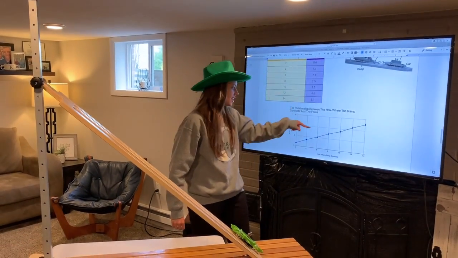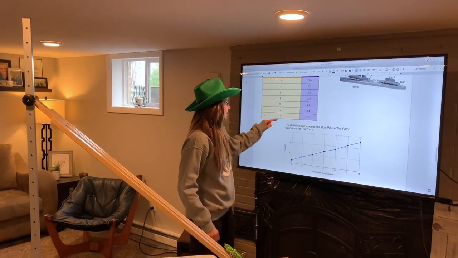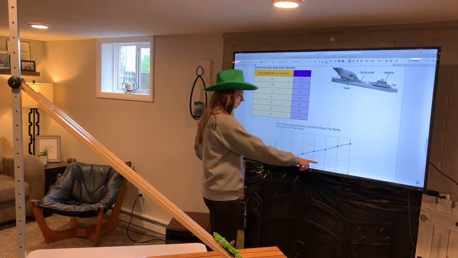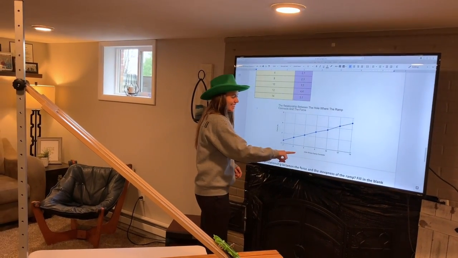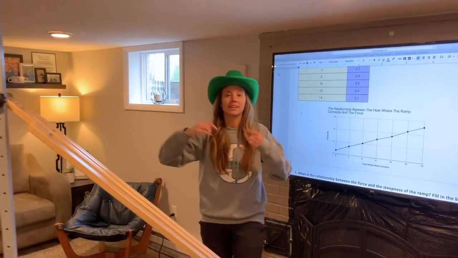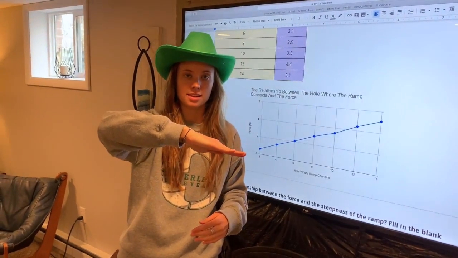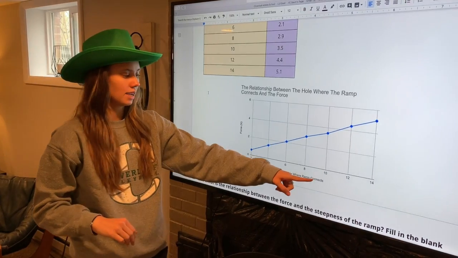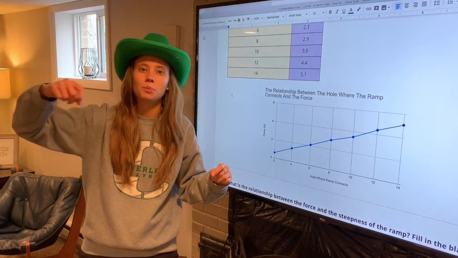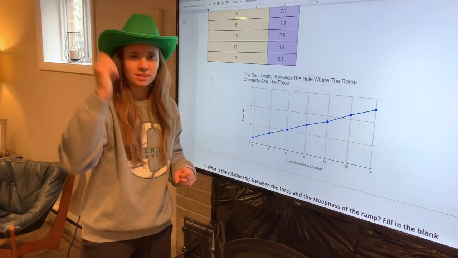As you can see on this document, we gave you the graph this time. You're welcome. It says the relationship between the hole where the ramp connects and the force. If you look down here at the bottom, our independent variable is the hole on the ramp. That was changing our incline. That's what we manipulated, so that is our independent variable, and it goes on the x-axis like this. The dependent variable is our force, because as we pulled that car up the ramp, we were measuring the force in newtons. So the dependent variable on the y-axis is force.